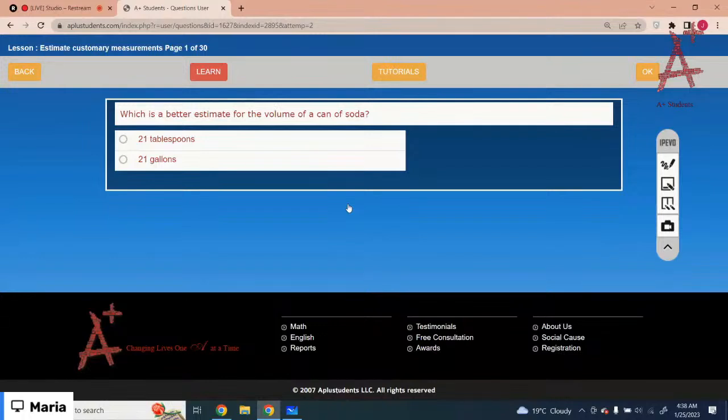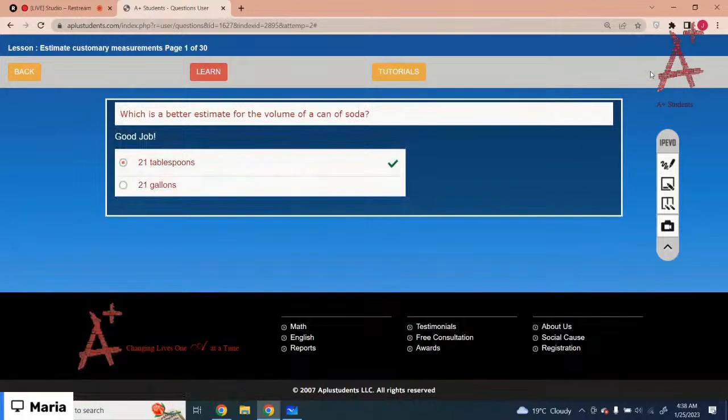So for the can of soda, the better estimate is 21 tablespoons. Got it? Because 21 gallons is too heavy. It would be 21 tablespoons.